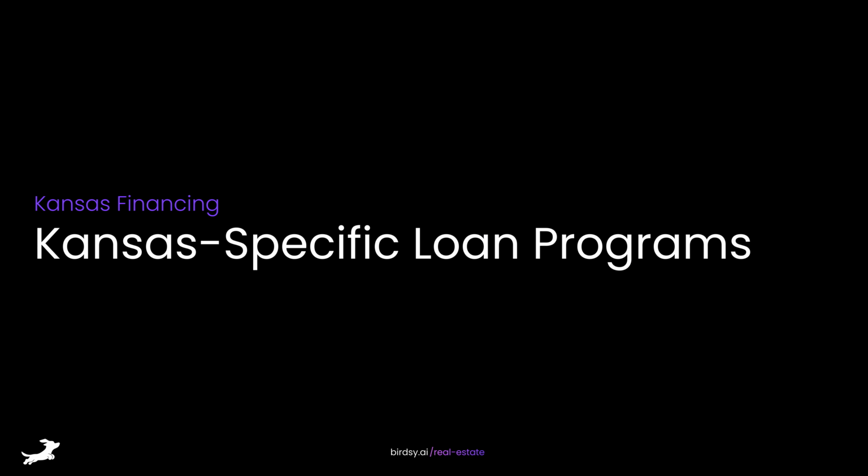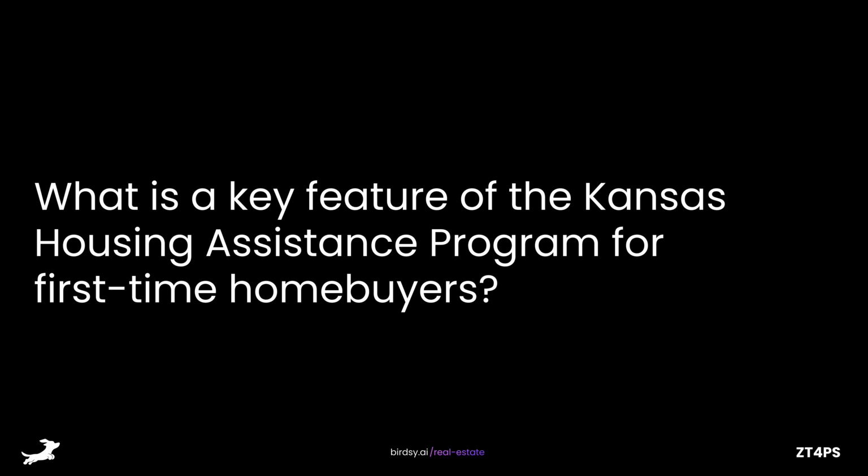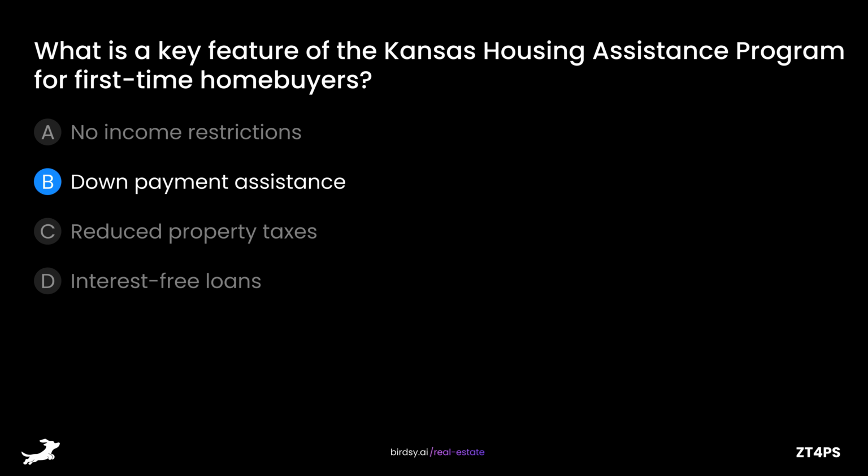Kansas-specific loan programs. What is a key feature of the Kansas Housing Assistance Program for first-time homebuyers? Is it A, no income restrictions, B, down payment assistance, C, reduced property taxes, or D, interest-free loans? The answer is B, down payment assistance.